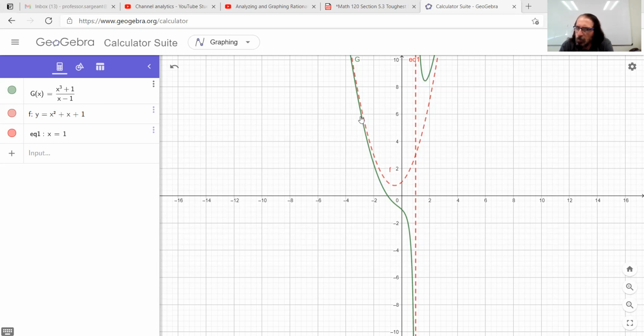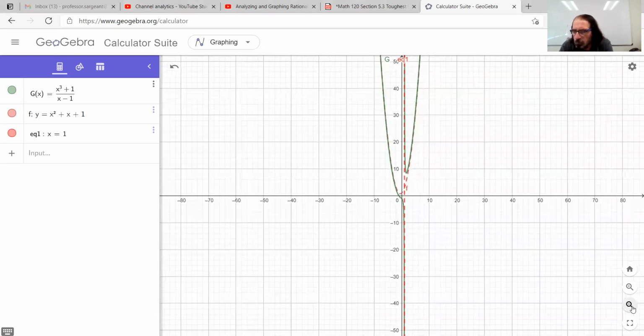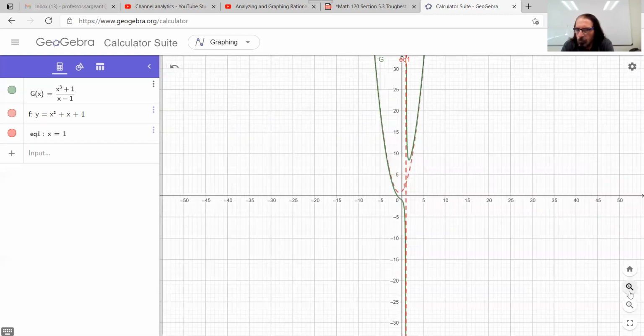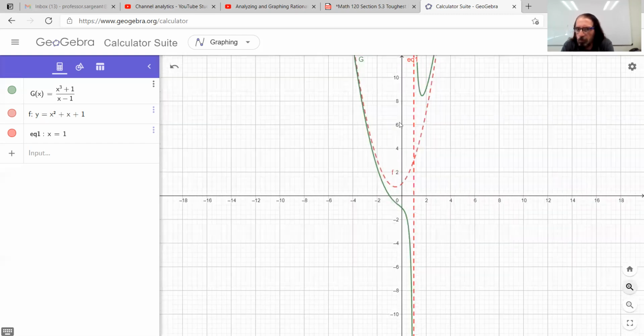It seems like over on the left, it's following this parabola, and over on the right about here, is starting to look more and more like the dashed red parabola. If I zoom out far enough, you can barely tell the difference. So how would we have known? That was how things would appear.